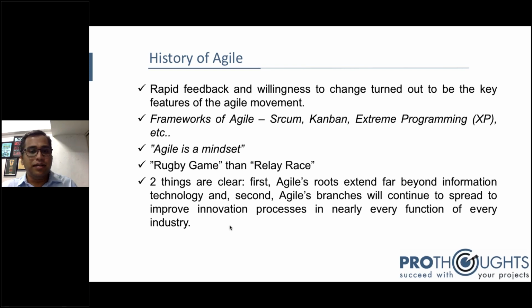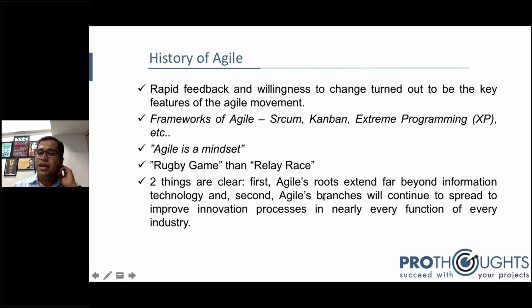There is a subtle difference between the two, but here the idea is a little different, where you say, I am not sure about the requirements, and I will most welcome all the changes. Although the project manager also does that, and we have a change management system there, a typical project manager has more of a controlling mindset. Here it is more of an open mindset. There is a nice phrase that agile is more of a rugby game than a relay race.